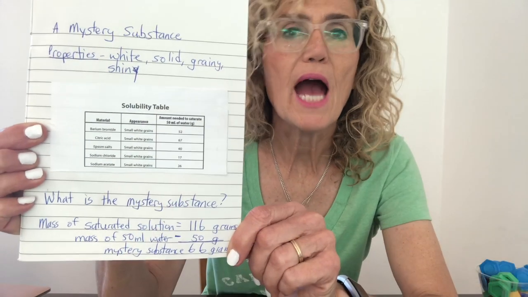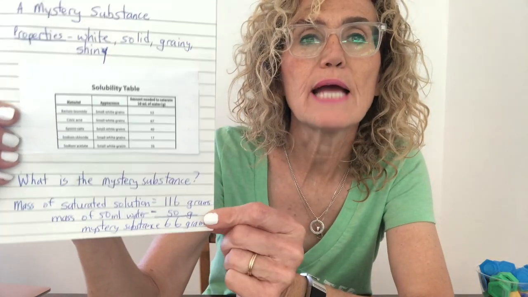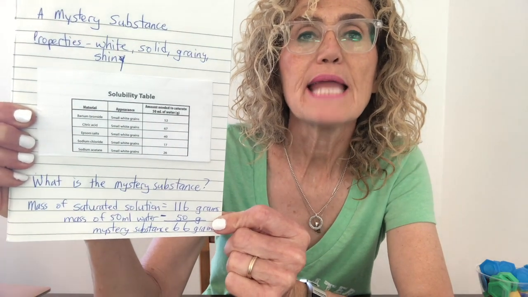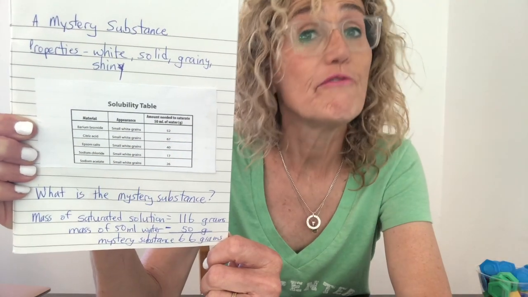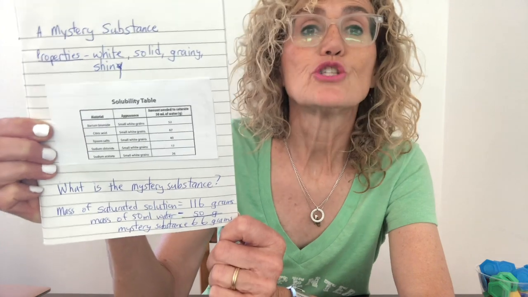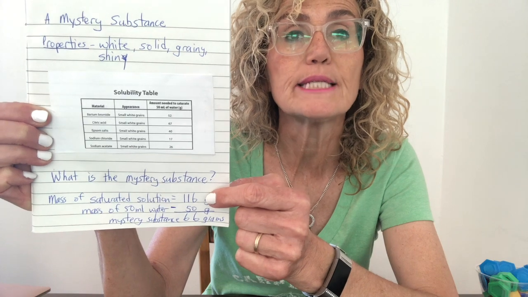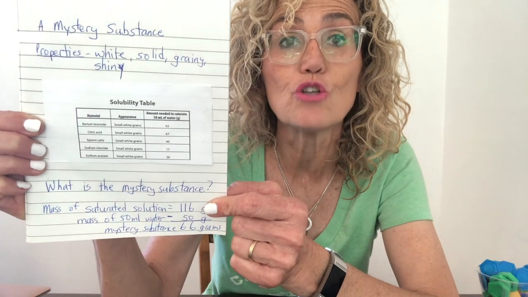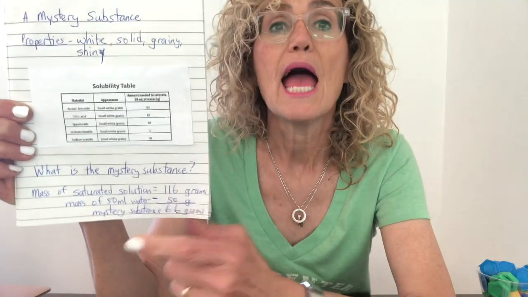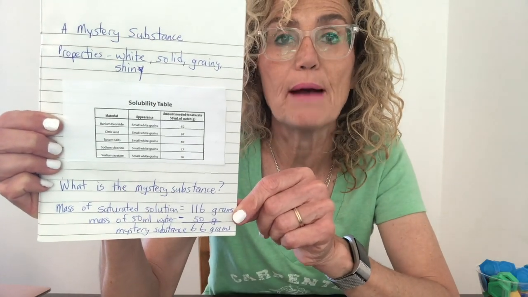Okay, I did a little bit of math. I said the mass of the saturated solution was 116 grams. Now, I know the mass of 50 milliliters of water is 50 grams. So if I subtract the mass of the water from the saturated solution, that will tell me the mass of the solute that is dissolved in the solvent. And so the mystery substance weighed 66 grams.